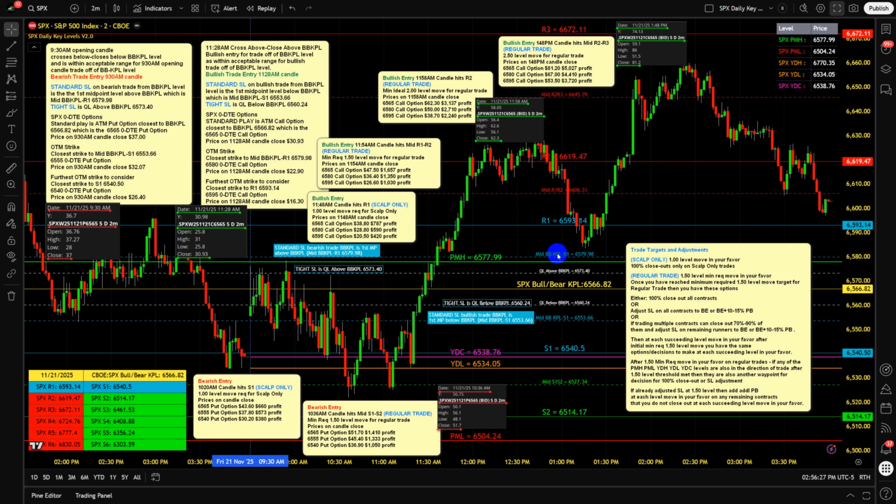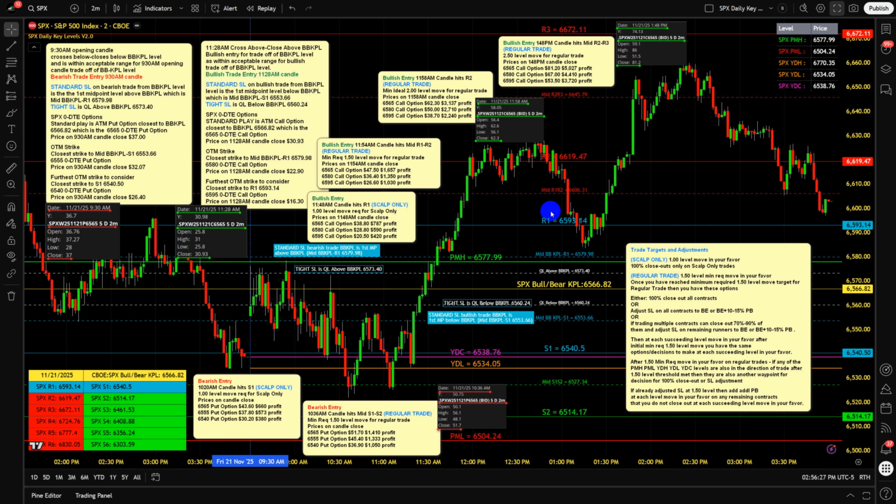Later on, if you're adjusting your stop loss and the trade goes in your favor, then you will switch to a price-based stop loss for your option, as we will see as we go through these trades. But your initial stop loss is going to be based on levels, whether you take the tight stop loss or the standard stop loss. And if you were taking, let's say, a bearish trade off of the R1 level, it would work the same way.